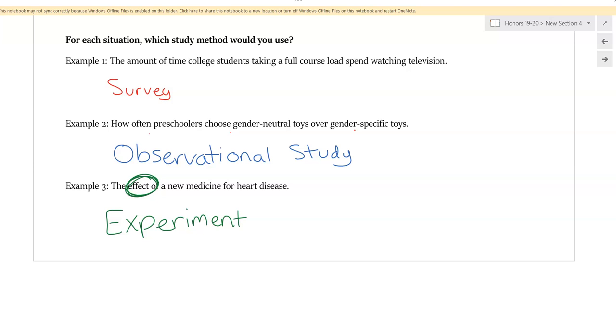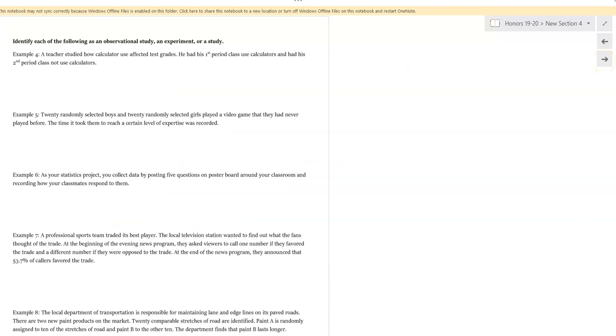All right, go ahead, turn the page. Now we're just going to identify.